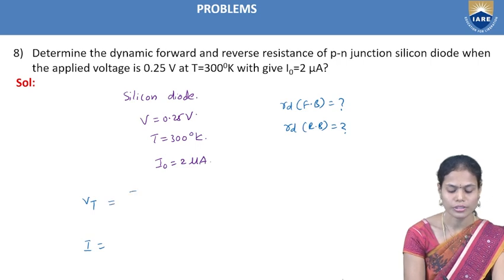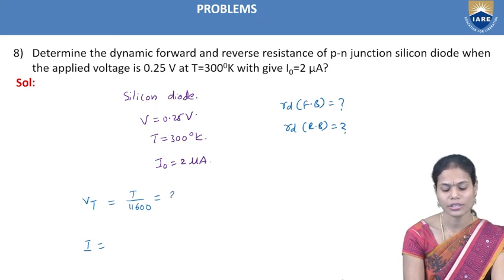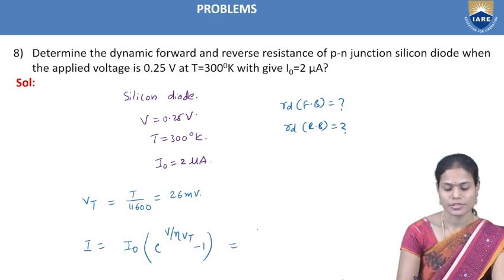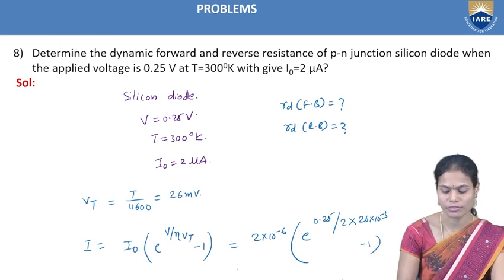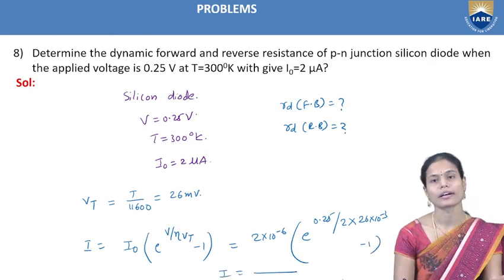So Vt equal to T by 11,600. So for 300 degrees Kelvin, we will be getting it as 26 millivolts. And the current equation is I naught into e power V by eta Vt minus 1. That is nothing but 2 into 10 power minus 6 into e power 0.25 divided by, it is silicon diode, so eta value is 2 into 26 into 10 power minus 3, minus 1. If we simplify this, we will get the current value.